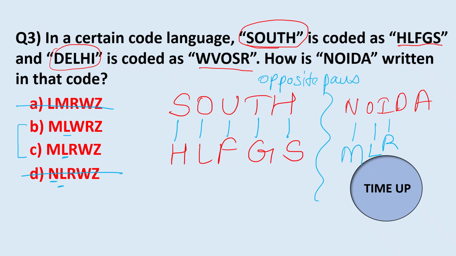Now B and C, if you see, MLR we want. But here in option B it is W. Correct? So option B is also eliminated. So which is the correct answer? The correct option will be option C. It will be your correct answer. Okay.